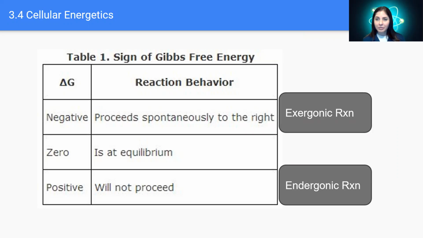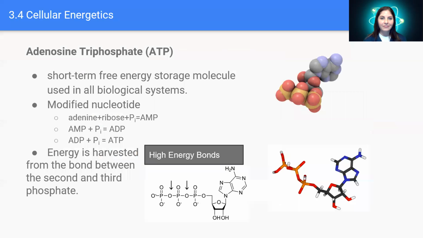If delta G is 0, we would say that system is in equilibrium. And if delta G is greater than 0, then that reaction will not proceed spontaneously. And we refer to that as an endergonic reaction. And it would be classified as endothermic. And an example of that would be photosynthesis.